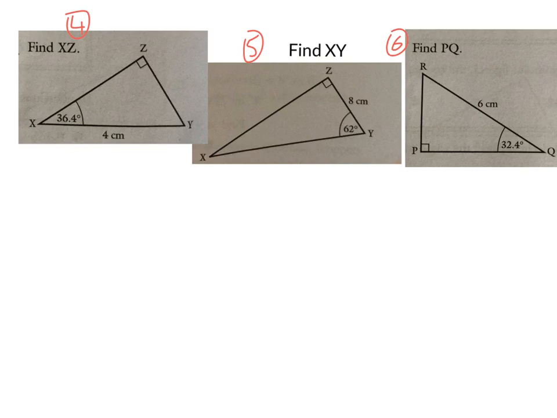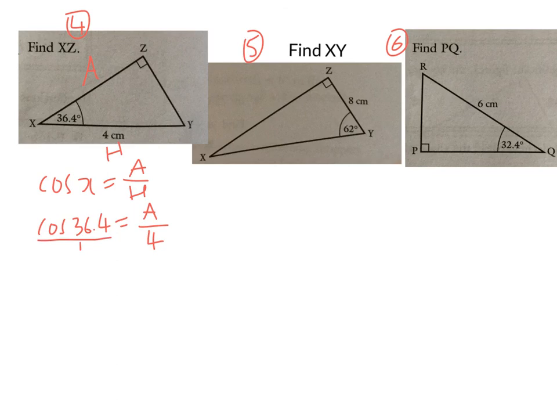Number 4, we have to find out XZ. So where is XZ? It is here. It is adjacent to the angle, so we want to know A, and we're told the hypotenuse, opposite the right angle, the longest side, is 4. A and H, so we use cos. Cos x equals the adjacent over hypotenuse. Cos of the angle, which is 36.4, equals the adjacent divided by the hypotenuse, which is 4.